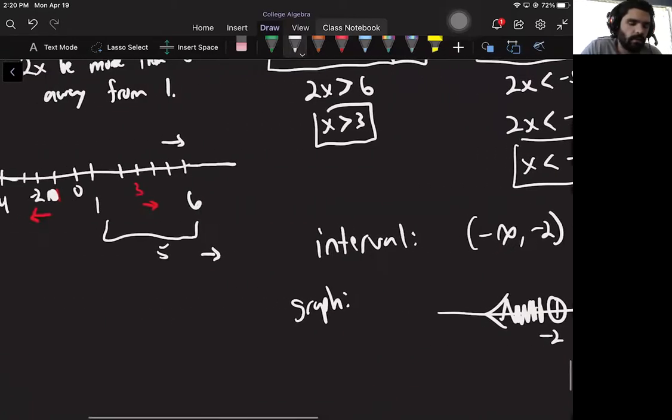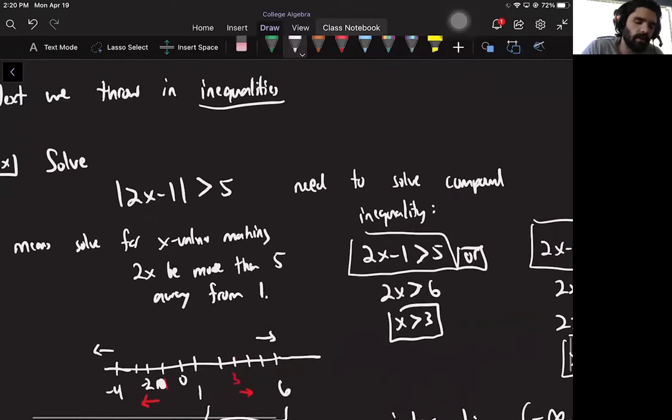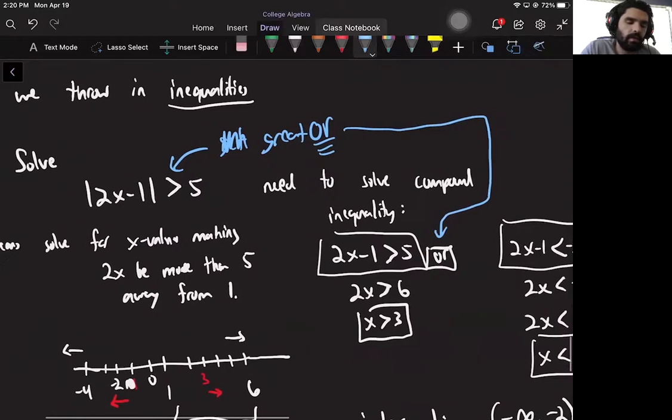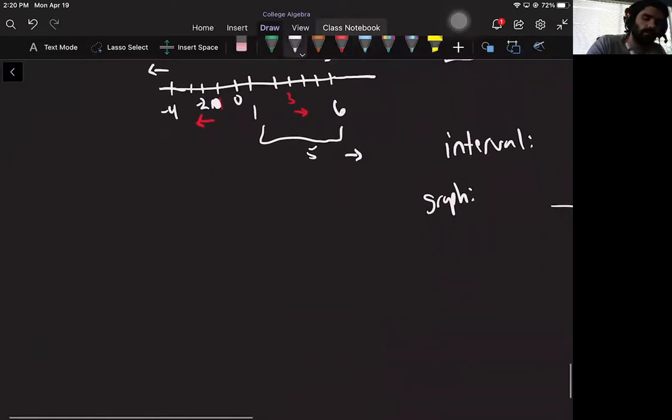So that's how I solve something like this. It's always going to work this way. If you have a greater than, I'm going to emphasize greater turns into an or compound inequality. And we'll see that a less than does not do that. Okay, so let's do that example next.